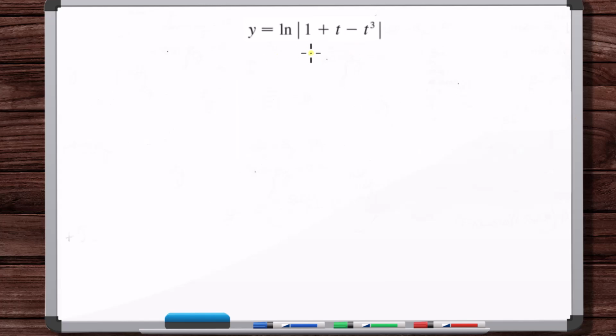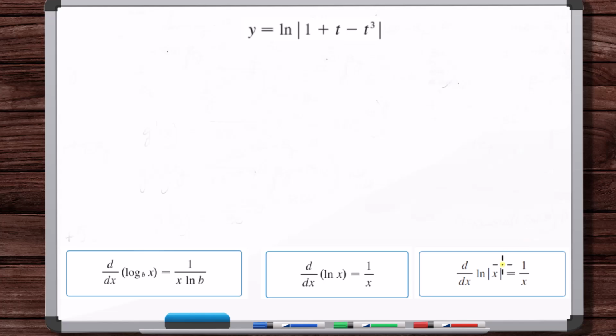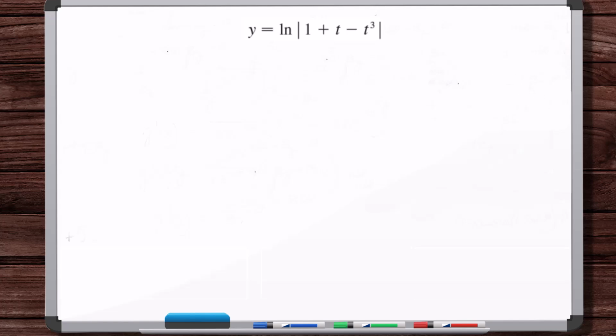Okay. The natural log of the absolute value of 1 plus t minus t cubed. So the derivative with respect to x of the natural log of x is just 1 over x. So we don't have to worry about the absolute value when it comes to derivatives of logarithms. It just goes away.